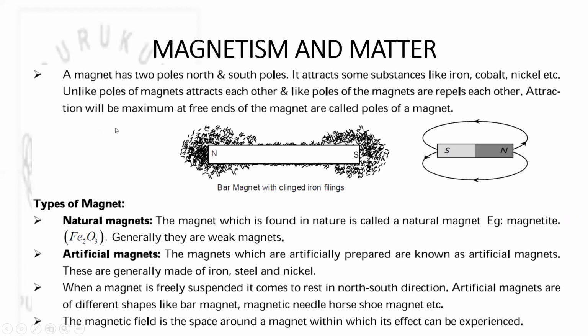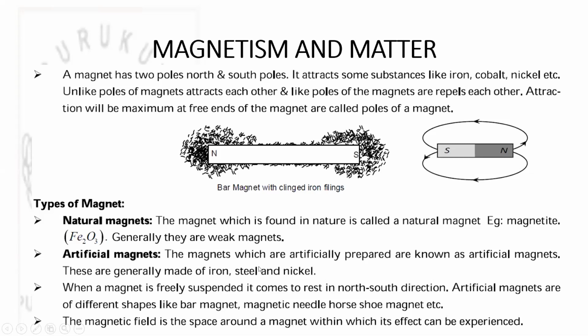And attraction will be maximum at the free ends of the magnet, and those free ends are called poles of the magnet. There are two types of magnets: natural magnets and artificial magnets. Natural magnets are found in nature, such as magnetite, and generally they have weak strength. So to get magnets with the desired strength, we prepare magnets artificially using substances like iron, steel, and nickel. Such magnets are called artificial magnets. So the magnets which are artificially prepared are known as artificial magnets.